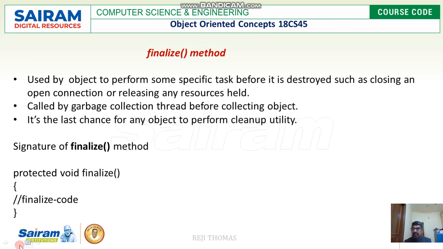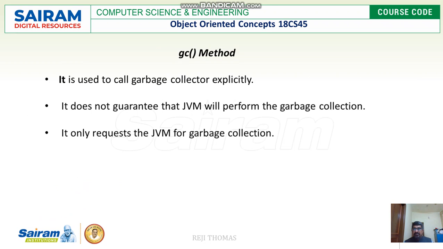So this is going to be the syntax where you have to write finalize and what the finalize code is going to do. This is the last chance for any object to perform some task, normally a cleanup utility. This is going to be called before an object gets deleted, before the garbage collection takes place. Okay, so let us see the other method called the gc method.